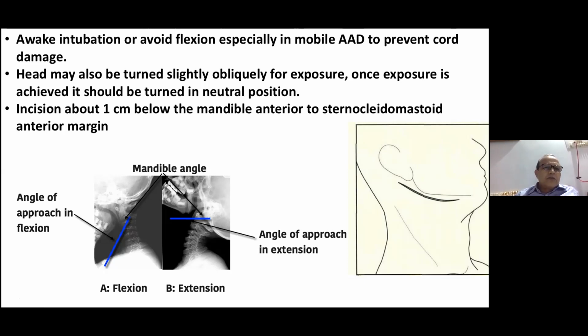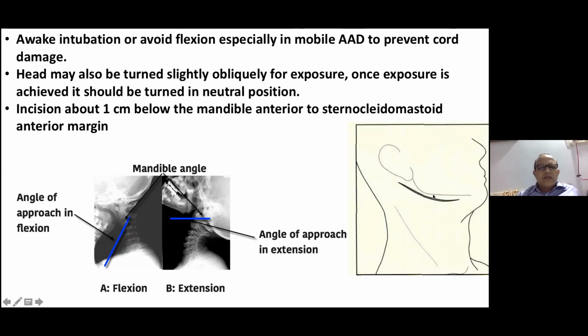awake intubation, and the head in the beginning can be turned to the opposite side as shown here, but after the exposure, it should be in the neutral position. Once you achieve a full exposure, then you bring it to the neutral position. And the incision should be about 1 centimeter below the angle of the mandible, because the marginal mandibular nerve can come up to 1 centimeter. Usually it does not come below this 1 centimeter of the angle of the mandible.